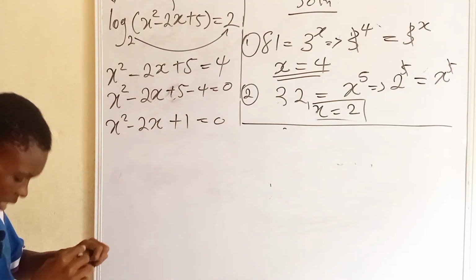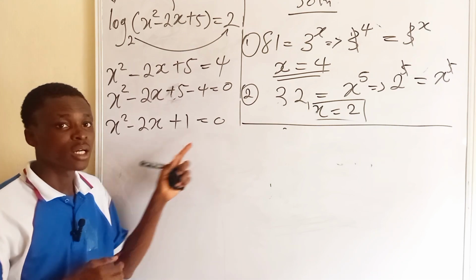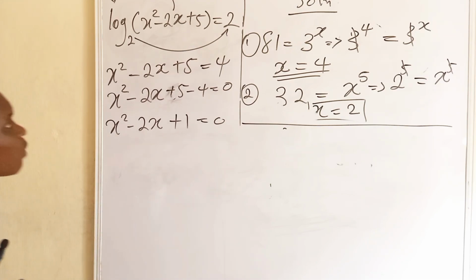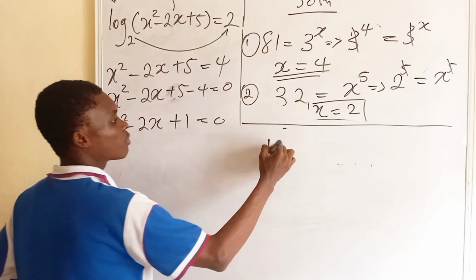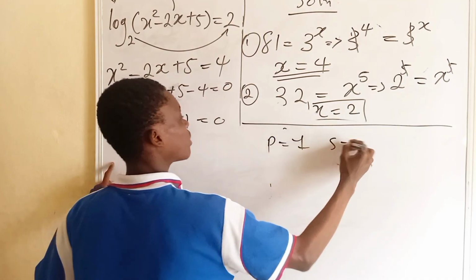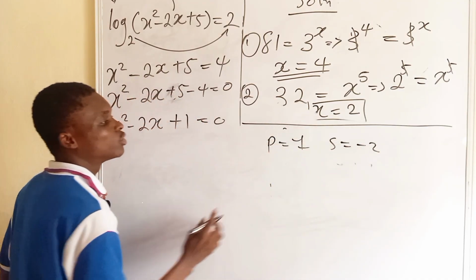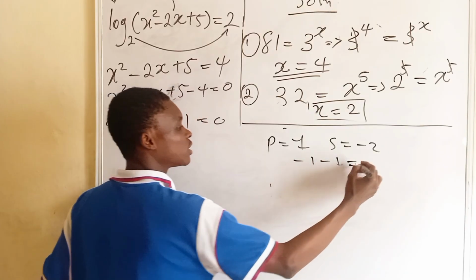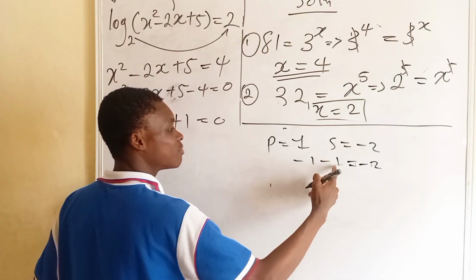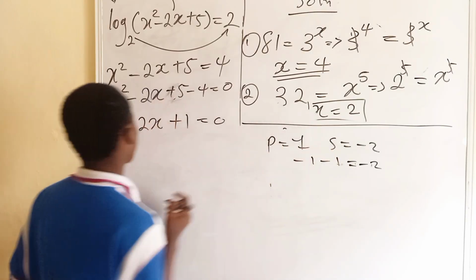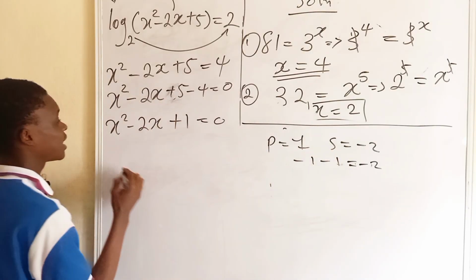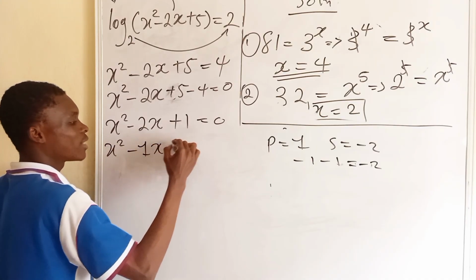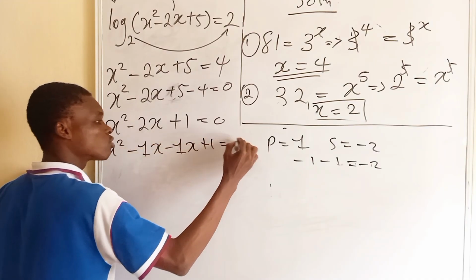So we need two numbers that if we multiply those two numbers, we have 1, and add, we have negative 2. So clearly those numbers are what and what. The product here is 1, the sum equals negative 2. So this is just negative 1, negative 1. Negative 1 plus negative 1 gives us negative 2. Negative 1 times negative 1 gives us positive 1. So those two numbers are negative 1 and negative 1. So let's substitute: x squared minus 1x minus 1x plus 1 equals 0.